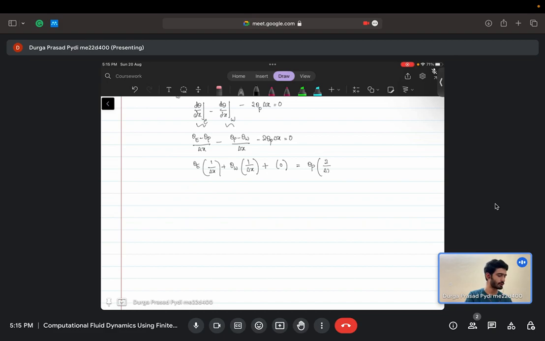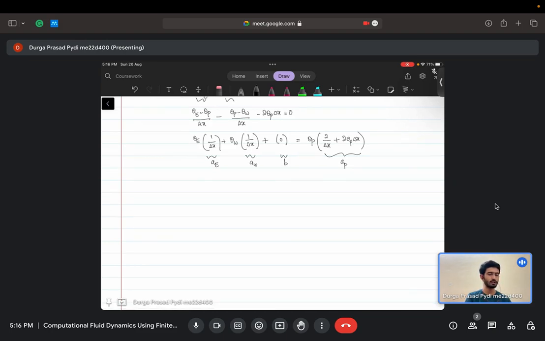This is one from the east flux, the other from the west flux, and then we also have a term coming from the source, 2 times theta p delta x. So this is essentially my A east, this is my A west, this is my B term, and this over here is my AP term. This is for the interior cells.